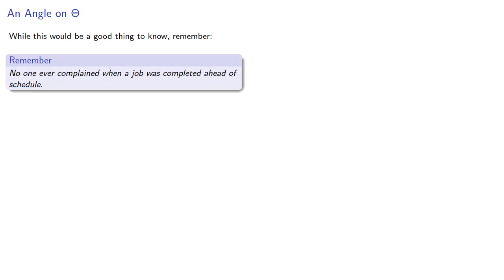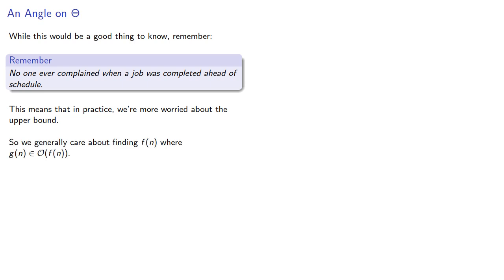While this would be a good thing to know, remember, no one ever complained when a job was completed ahead of schedule. This means that in practice, we're more worried about the upper bound, so we generally care about finding f of n where g of n is big O of f of n. We'll take a look at how to do that next.